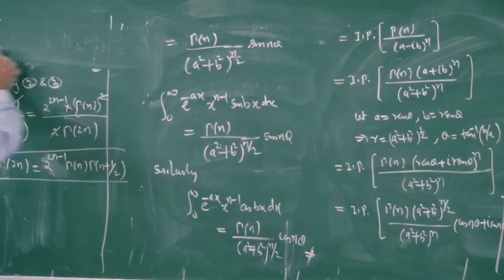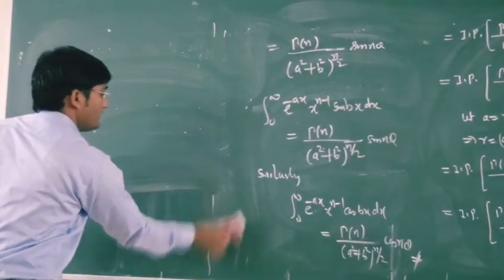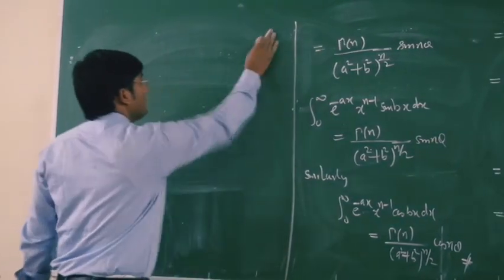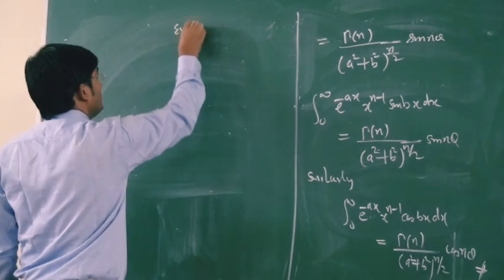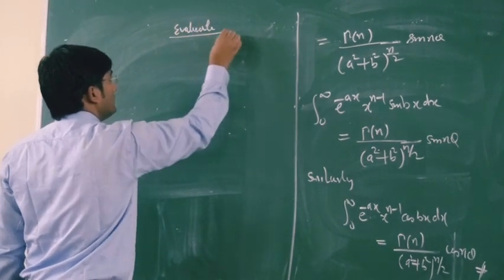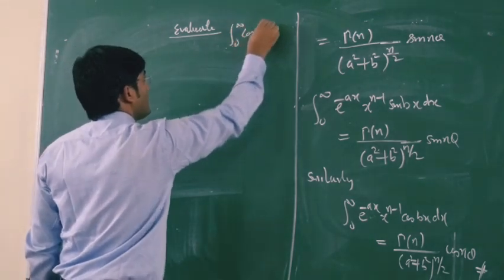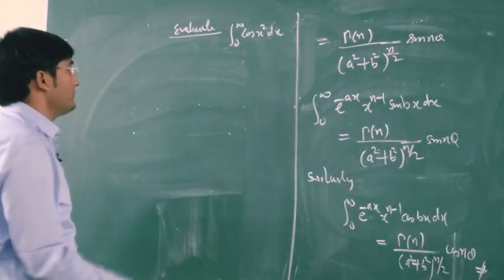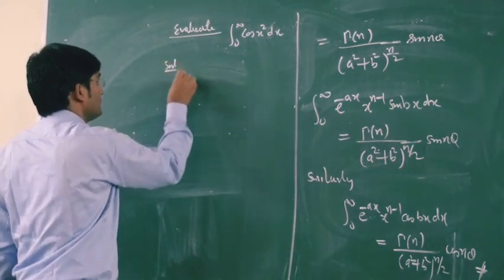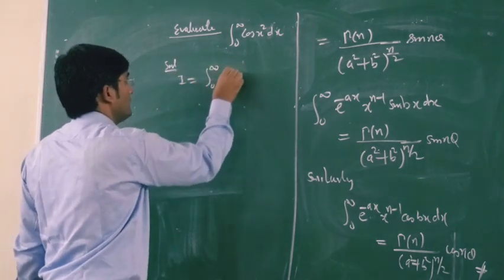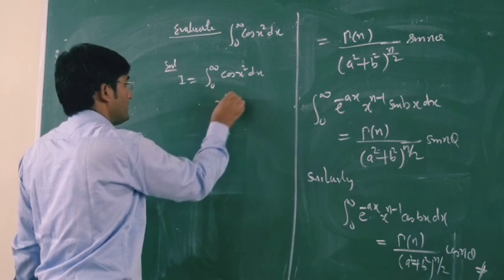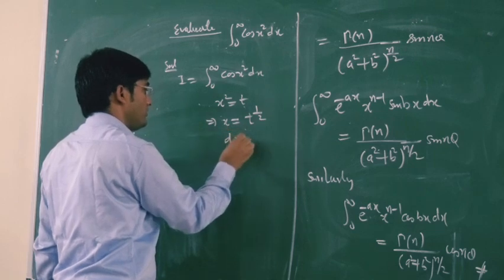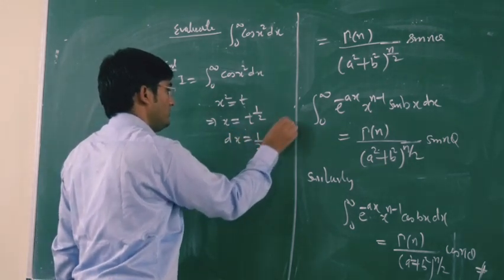Then let us solve a problem based on this formula. So we have the problem: evaluate the integral from 0 to infinity of cos x² dx. So let us evaluate this integral. For that, let us assume this integral as I and assume x² as t. So if x² is t, then your x will be t^(1/2) and your dx will be (1/2) t^(1/2 - 1) dt.